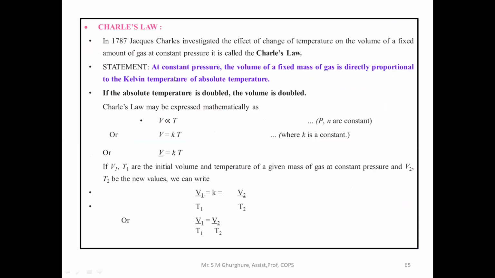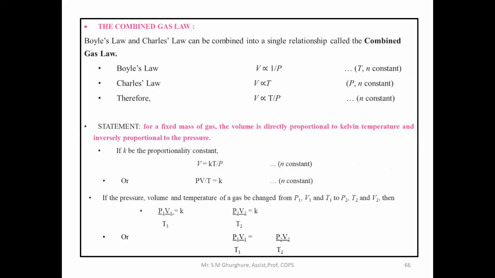Then Charles's law. In Charles's law, at constant pressure, the volume of a fixed mass of gas is directly proportional to its Kelvin or absolute temperature. V is directly proportional to T. If you increase the temperature, then the volume of the gas is also increased, or vice versa.